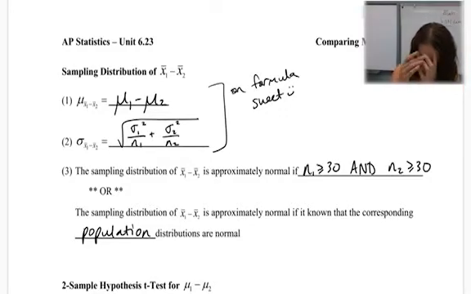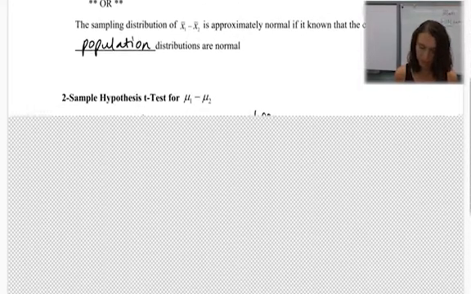Now, the sampling distribution of x1 bar minus x2 bar is approximately normal if n1 is at least 30 and n2 is at least 30, or if the corresponding population distributions are normal, then we can assume that the sampling distribution of the differences is also approximately normal.